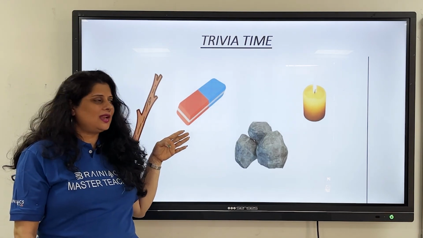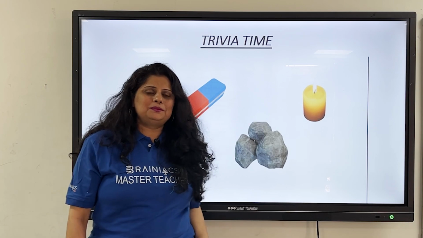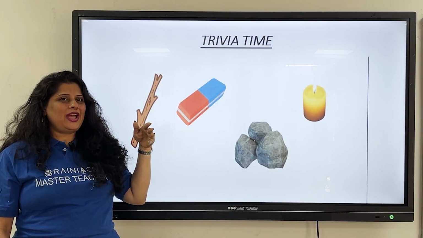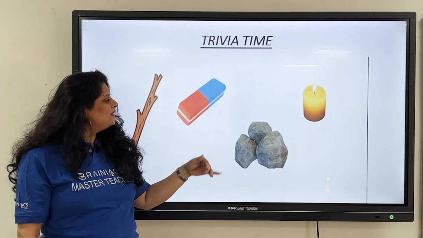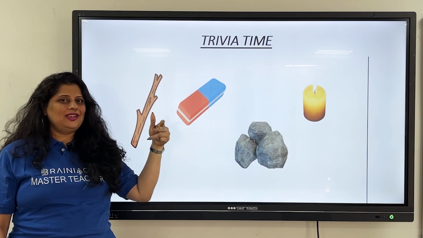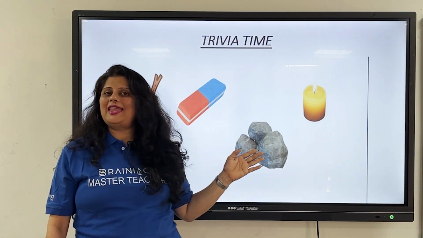Yes, this will sink. What about the candle? 1, 2, 3, 4, 5. It's going to float. What about the stone? 1, 2, 3, 4, 5. It's going to sink. Yes.